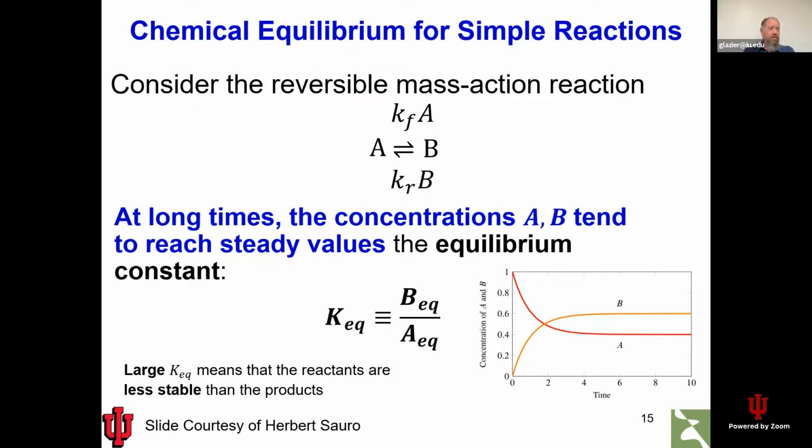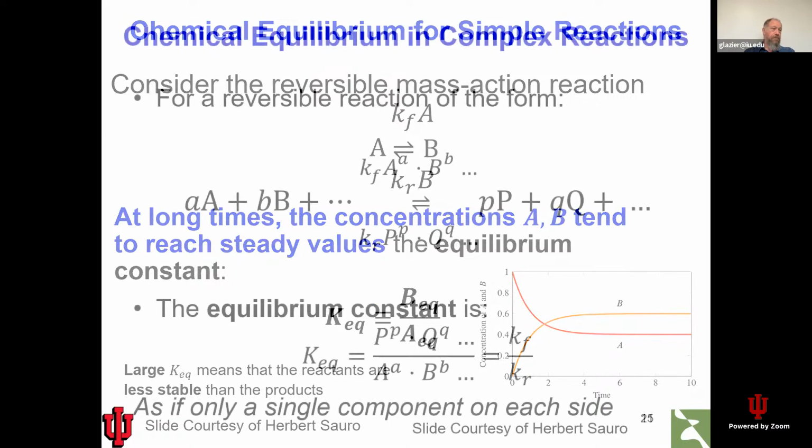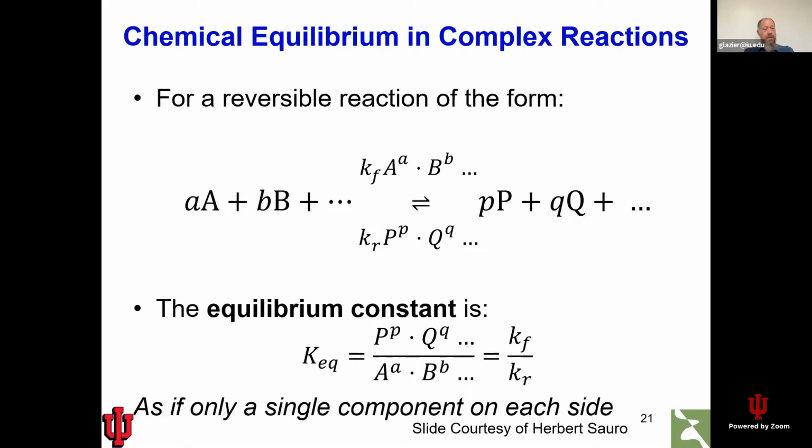And it makes sense if I just look at what's happening. If I have KF be larger, I'm going to have less A. My forward rate is higher, so it means I'm destroying A faster. If I have KR bigger, then I'm destroying B faster. And so maybe it's not a surprise that B over A is going to be KF over KR. And that has the name of an equilibrium constant.